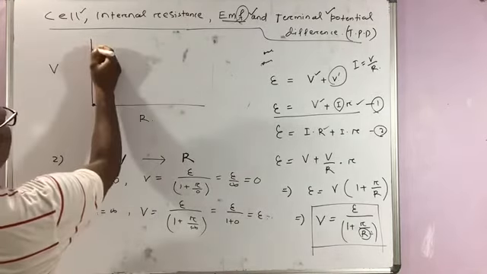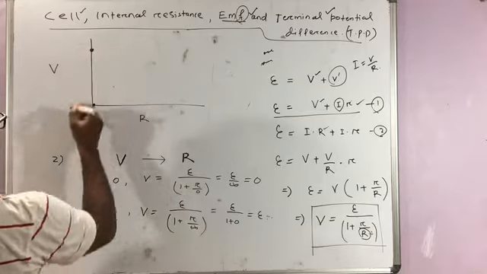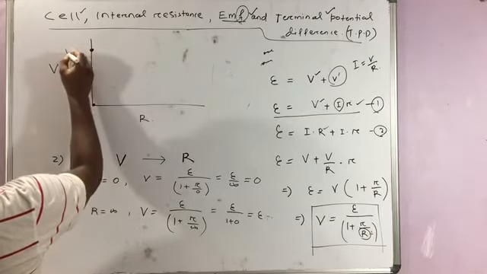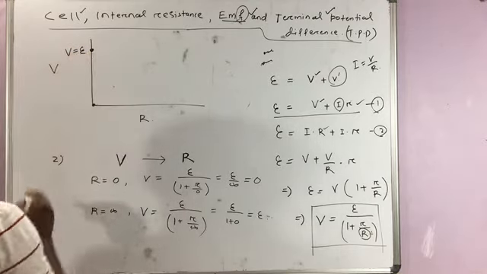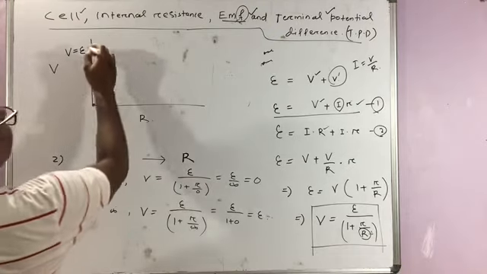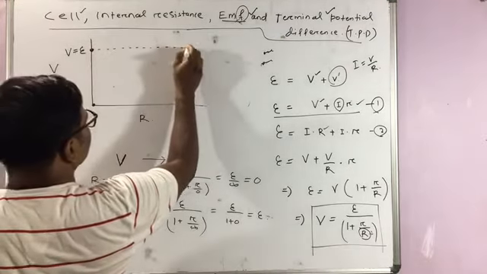So let us take a point here. This point represents V equal to the EMF of the circuit, and this line represents your V is equal to E line.